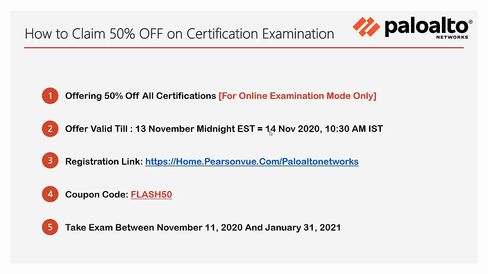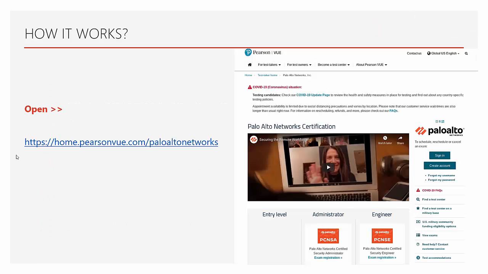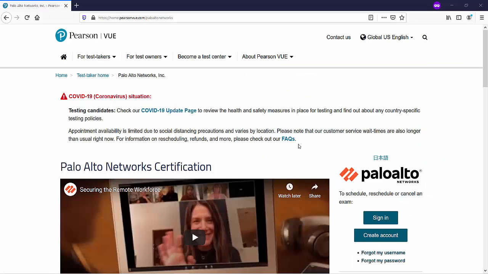So let us show you how you can go and book the examination. Open this URL. You can copy this URL from the description section below. Click on this URL. Our first step would be to create an account. If you already have an account, you can directly click here and sign in with your credentials. We will see how to create an account.